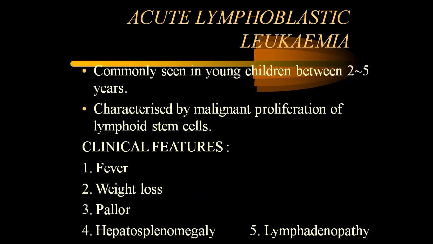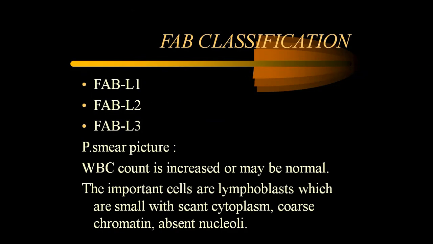Next, coming to acute lymphoblastic leukemia. As I said, this is seen in younger children between 2 to 5 years of age, and here there is malignant proliferation of the lymphoid stem cells. Clinical features are almost the same as that of acute myeloid leukemia: fever, pallor, bleeding tendencies. Compared to hepatosplenomegaly, these patients have more pronounced lymphadenopathy due to extramedullary hematopoiesis.